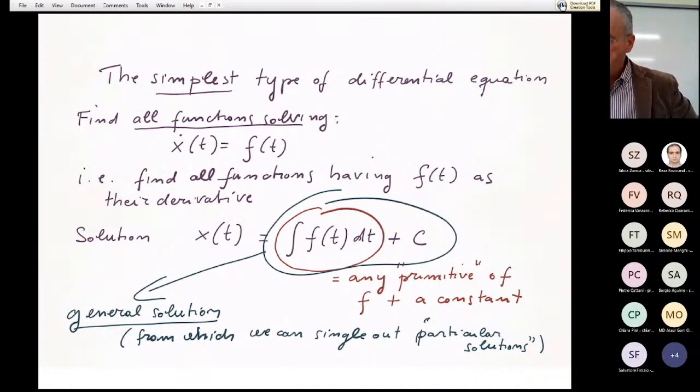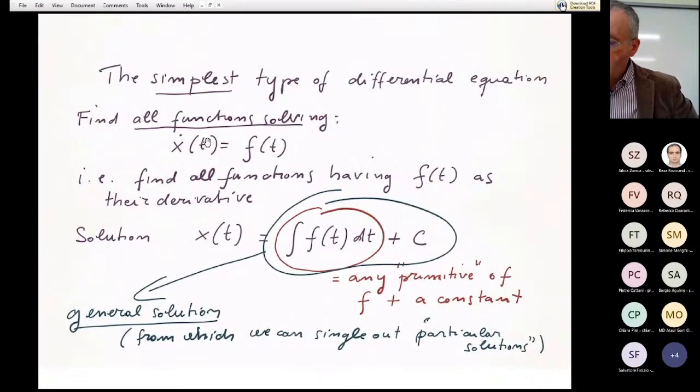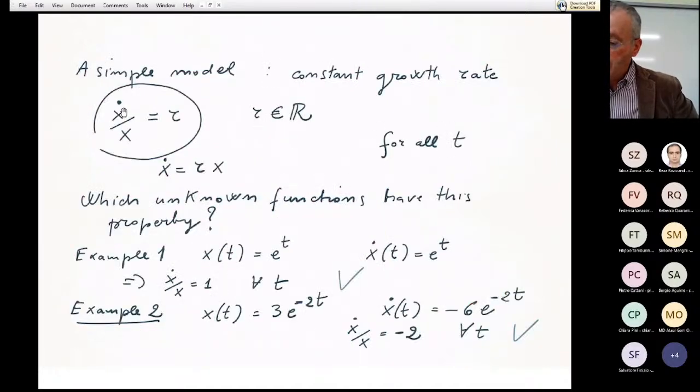Here is another simple model. It's called constant growth. It's different from the previous one because there we had x dot equal to a function of time. Here we have x dot over x, which is the time growth rate, equal to, in general, a function of time. Here it is constant, r. Why is this different? Because this can be written in this way: x dot is equal to r times x.